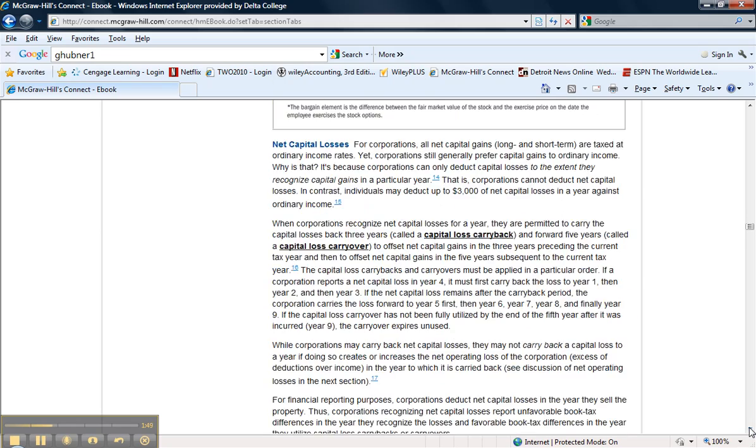Net capital losses are an issue where book tax differences can arise. Net capital losses are going to be losses on the books. Whatever the amount is, they'll show up as the loss. But for tax purposes, you don't get to deduct net capital losses, that is, capital losses in excess of capital gains, in the year they're generated. Instead, you've got to carry them back or carry them forward to periods where there were capital gains. And you can only deduct those losses in periods where there's capital gains. So that creates a book tax difference.